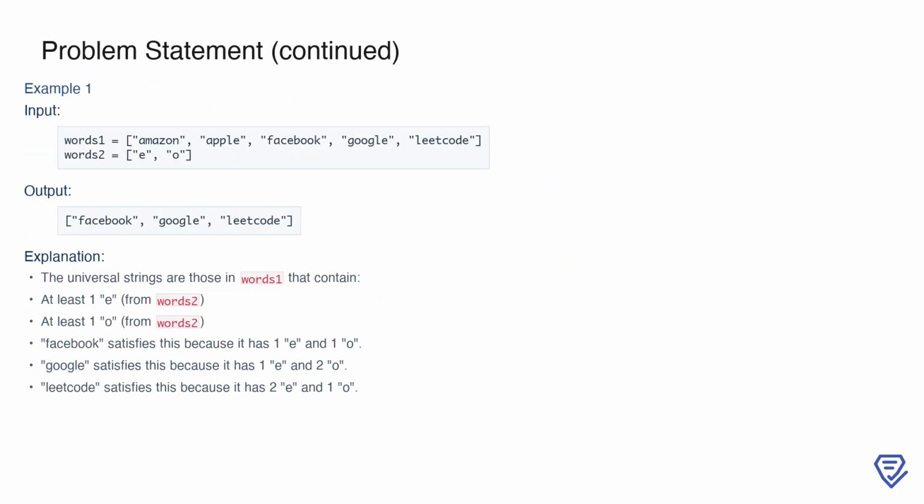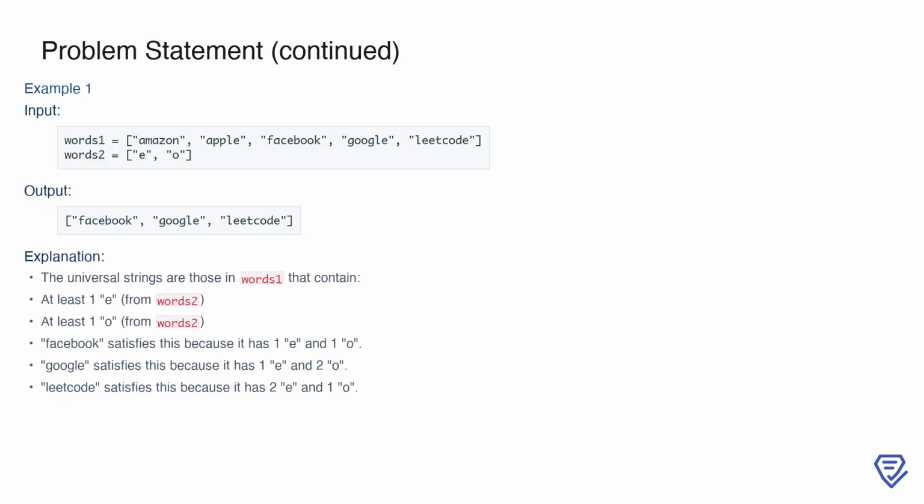Here, words 1 contains the strings Amazon, Apple, Facebook, Google, and LeetCode, and words 2 contains the strings E and O. To determine the universal strings, we check which strings in words 1 meet the requirements specified by words 2. Specifically, each universal string must have at least one E and at least one O. For instance, Facebook is universal because it contains one E and one O.